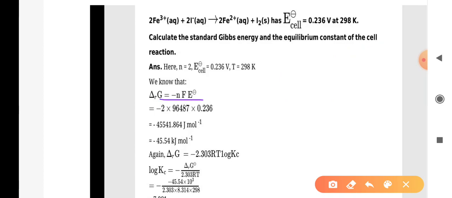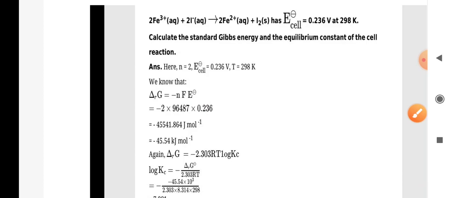So here n will be 2 and F is 96500, also you can write, or you can write the exact value 96487. Then E naught cell is given to us, that same value we will put here, and if we solve we get the value of delta G.